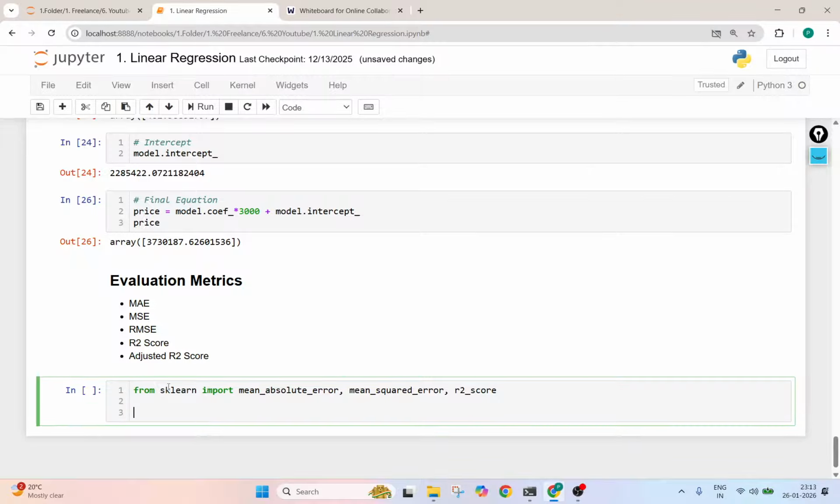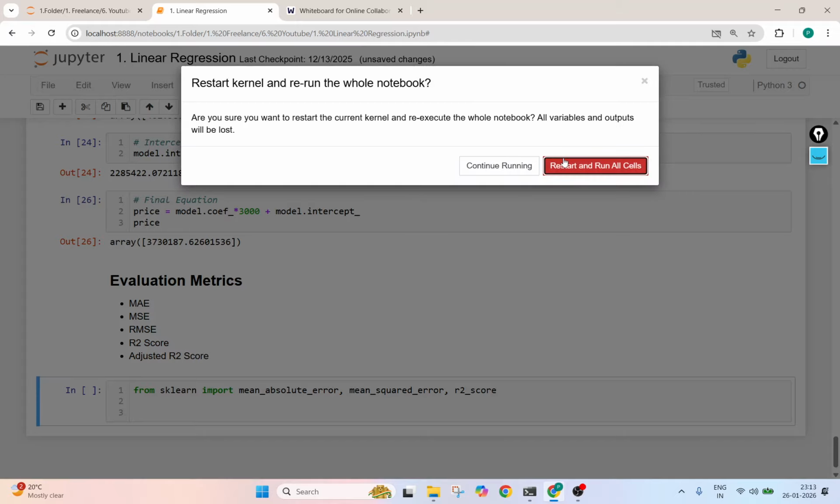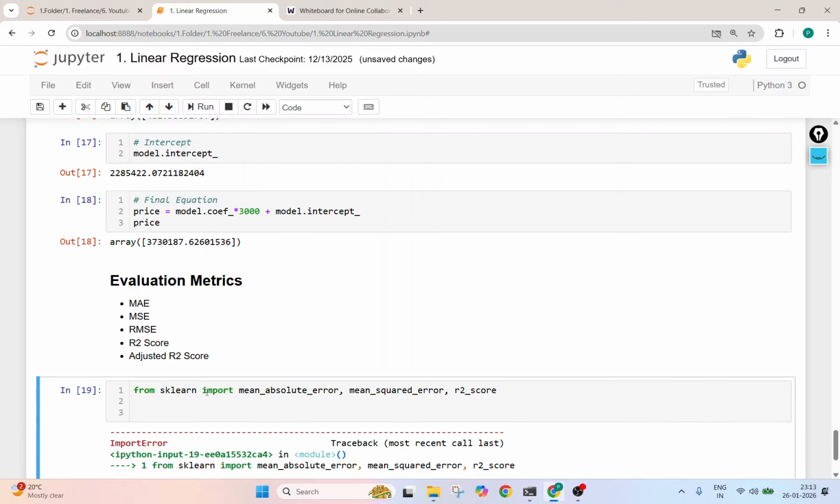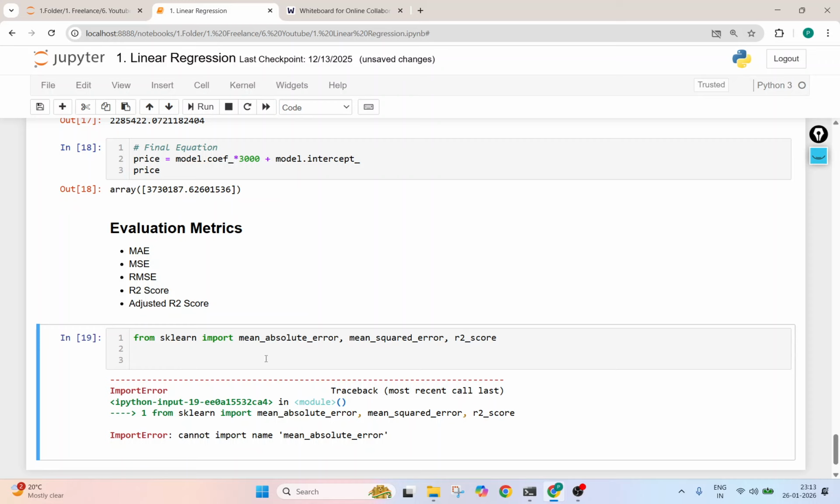Okay, fine. Now let's check how these parameters actually gauge our model. Let's just quickly restart and run all. Once this is run, we can simply check our model. All right. Mean absolute error is an issue. How come? Did I not import mean absolute error? Is the spelling all correct?